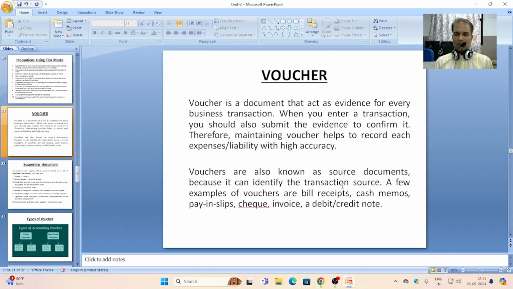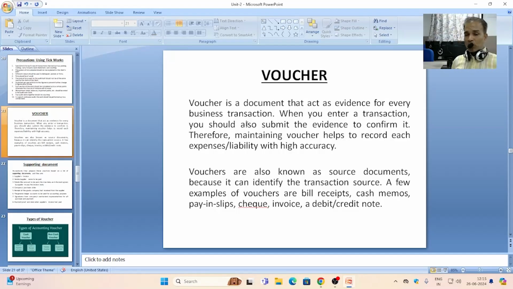voucher and vouching. To understand vouching, we have to know about the voucher first. So let me discuss the voucher. Voucher is a documentary evidence of a business transaction. When an accountant enters a transaction in the books of accounts, he should also submit the evidence to confirm. Therefore, maintaining vouchers helps to record each expense and liability with high accuracy.